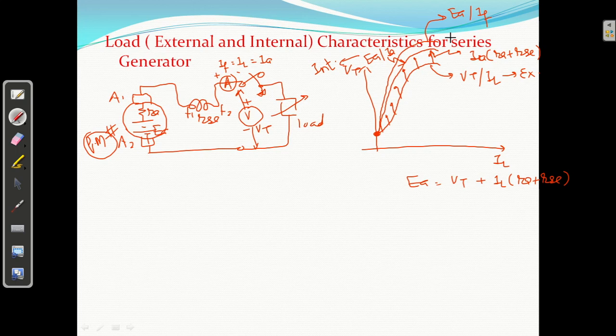In case of series generator, because of this characteristic, it can't be used. Series generator can't be used for lighting purpose. At no load the generated voltage is low, at full load the generated voltage is higher. So this voltage is rising in nature. That is the reason it can't be used for lighting purpose. It can be used as a booster only, not for lighting purpose.